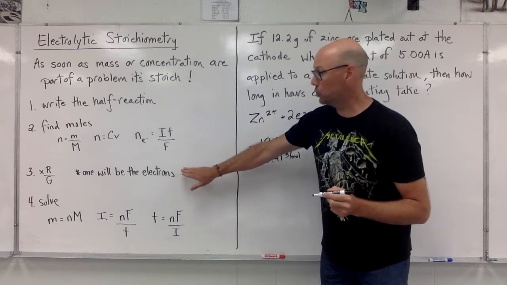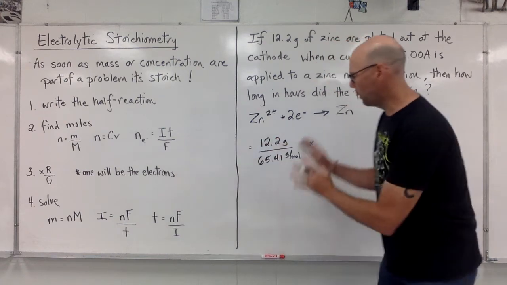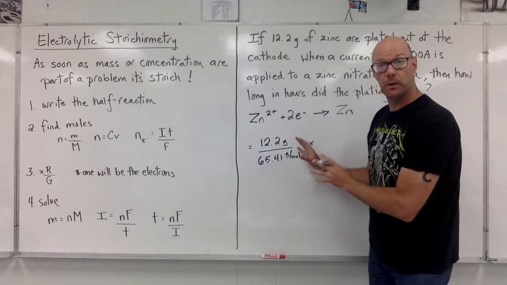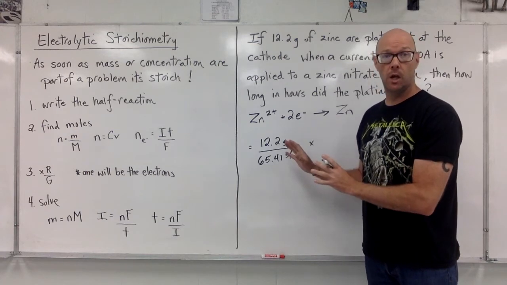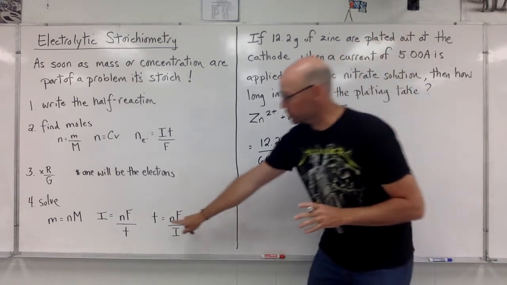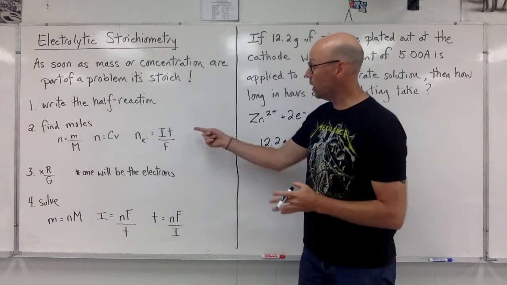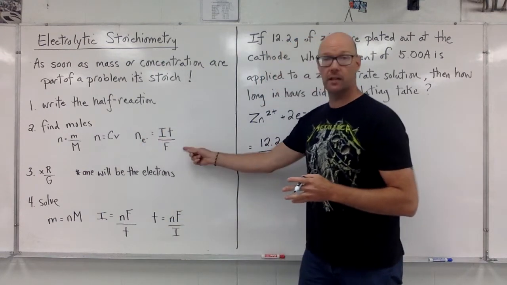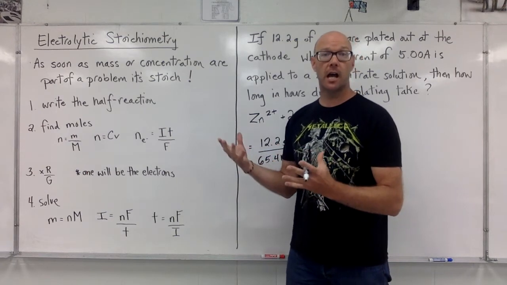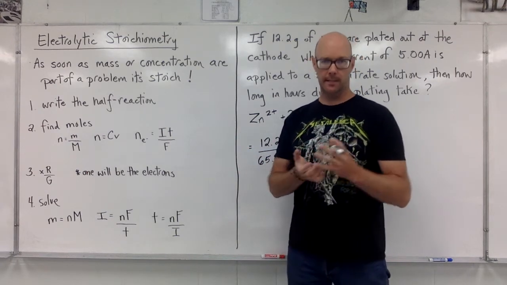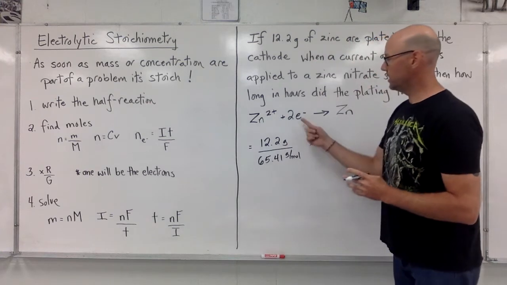One of those two is going to be the electrons. Look at what we have. What was given to us? We know something about the zinc. What we're going to need in order to solve for the time, because it's based on Faraday's law, is the moles of electrons. So in order to find the time here, what I'm required to figure out is the electrons.